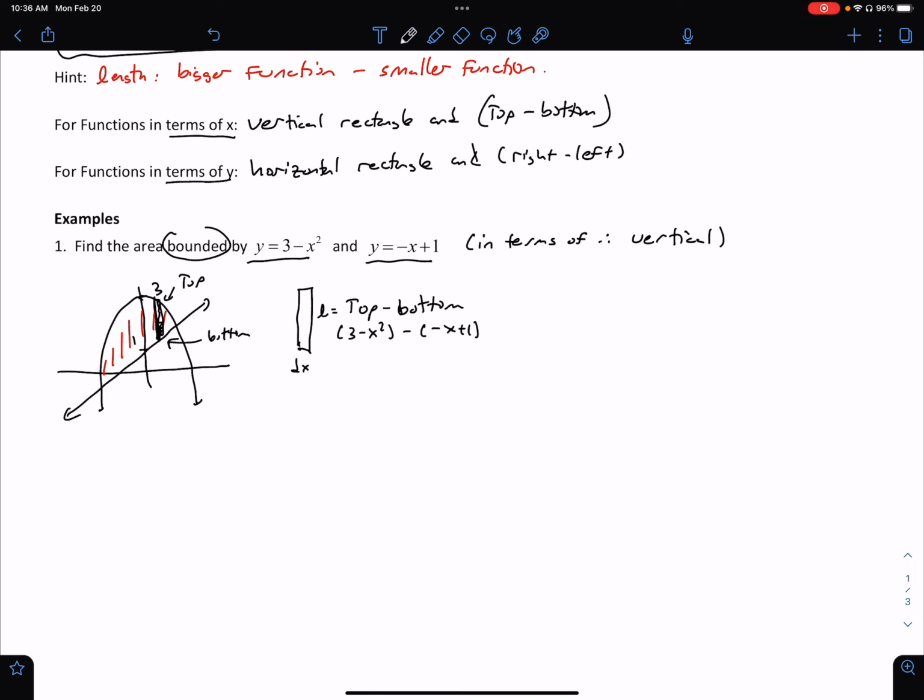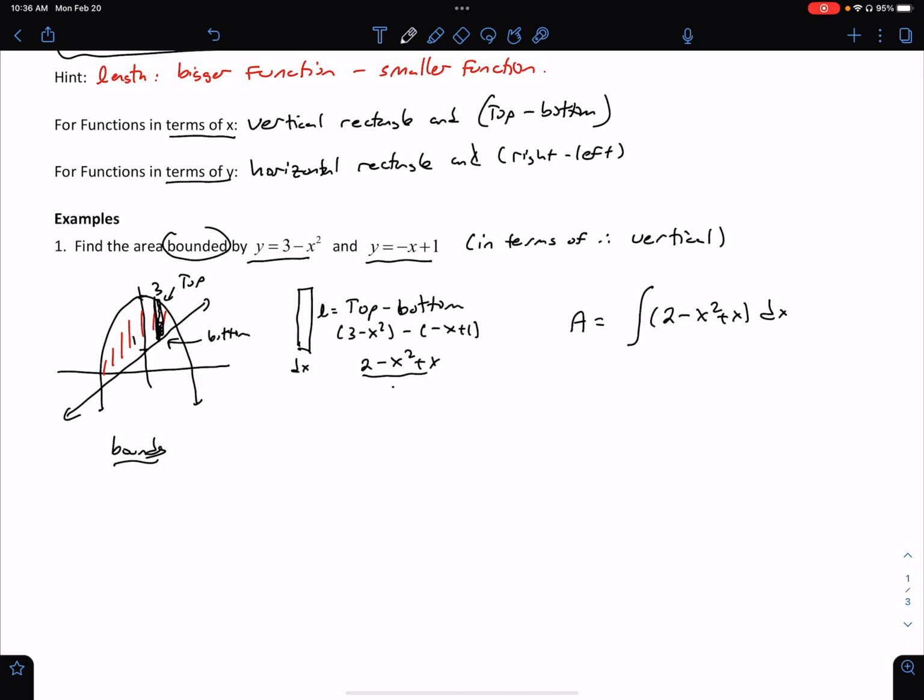And I'm going to go ahead and simplify that. This becomes 3 minus 1, which is 2, minus x squared plus x. There we go. So to get the area of our one rectangle, we're going to take our length, this 2 minus x squared plus x, and multiply it by our width, which was dx. And to get the entire area, we're going to integrate it. Now, we still have to find the bounds.